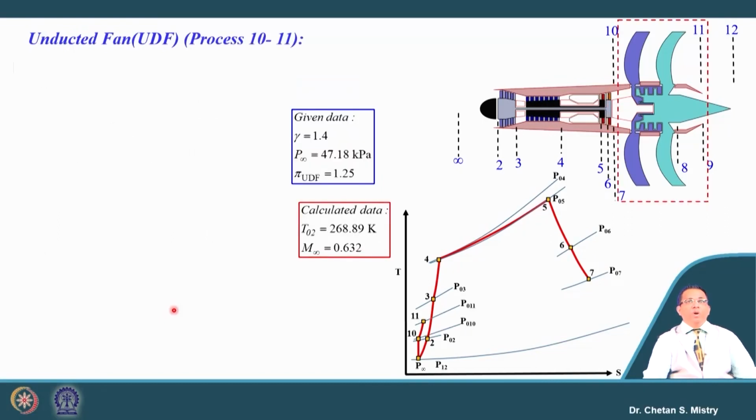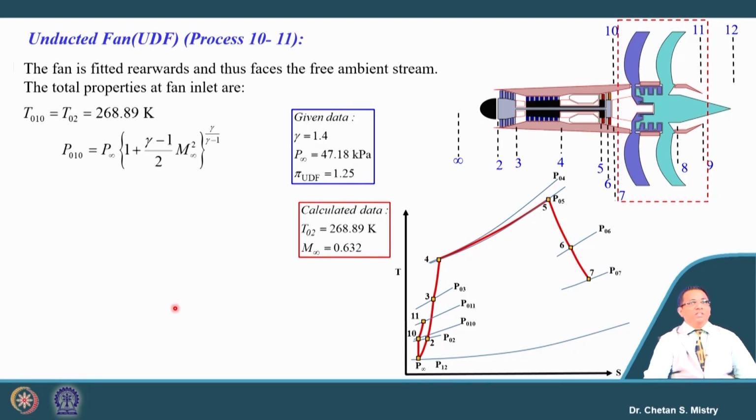Now, let us analyze the next component, the unducted fan, and for that unducted fan the information available with us is the pressure ratio. We have information about the entry condition. So, the very first thing we need to calculate is the total pressure and total temperature at the entry of the unducted fan, and the outlet pressure and outlet temperature from the unducted fan. So, let us analyze that part.